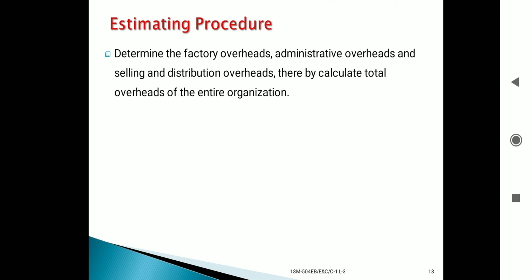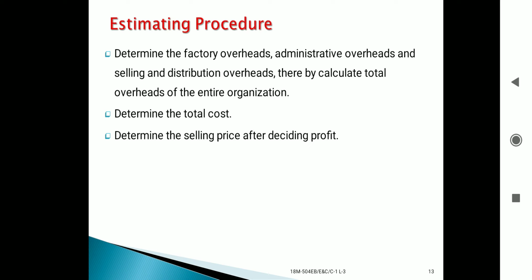Next, determine the factory overheads, administrative overheads, and selling and distribution overheads. They are calculated as the total overheads of the entire organization. So we need to calculate all the factory, administration, selling and distribution overheads. Next, determine the total cost. Next, determine the selling price after deciding the profit. We need to decide how much profit is required. If you require a profit of 1 rupee or 2 rupees on the manufactured product, according to that we decide the total or selling price.